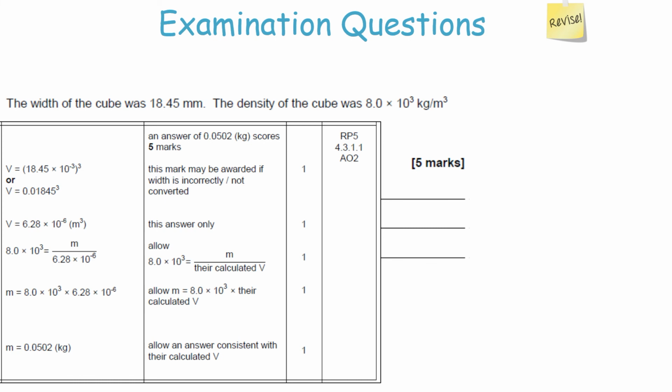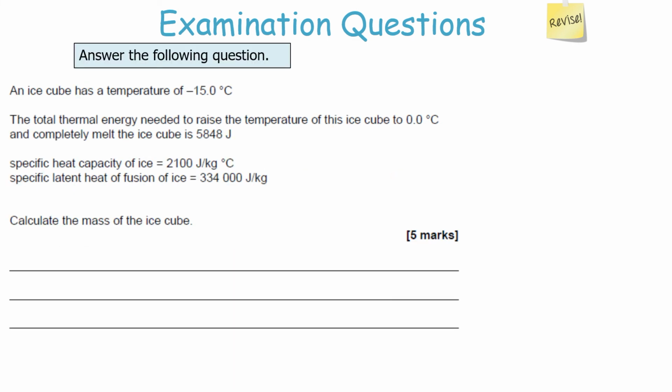So density is equal to mass over volume. We can say 8 times 10 to the 3 is equal to mass over 6.28 times 10 to the minus 6. So mass is equal to 8 times 10 to the 3 times 6.28 times 10 to the minus 6. We work our answer out to be 0.0502 kilograms.